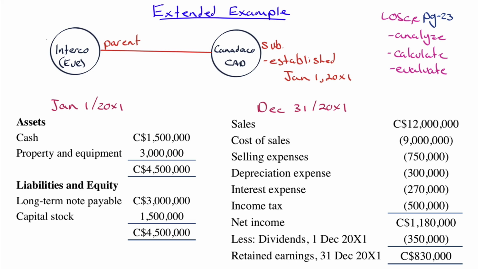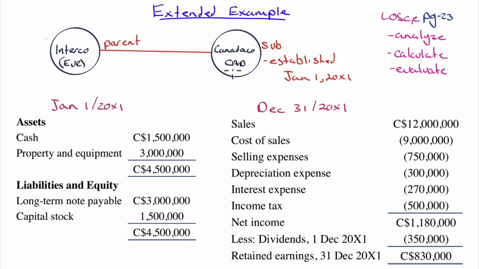I'm really going to narrate the relationships, not so much the exact numbers. But Interco is the parent. In this relationship, Interco's presentation currency is the euro. You should be very comfortable with the vocabulary now. Its presentation currency is the euro.